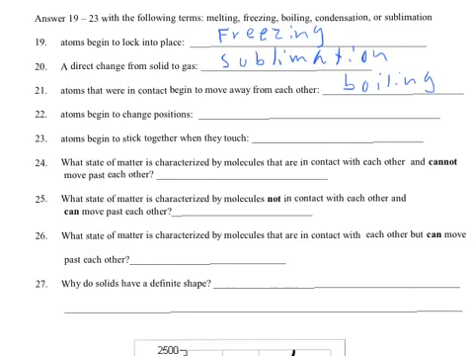Atoms begin to change positions. So it wasn't able to change position, now they are. That means they're going from being a solid to a liquid, and that's called melting. The atoms begin to stick together when they touch, so they're colliding and not bouncing off each other anymore, so they're starting to remain in contact. That's called condensation.